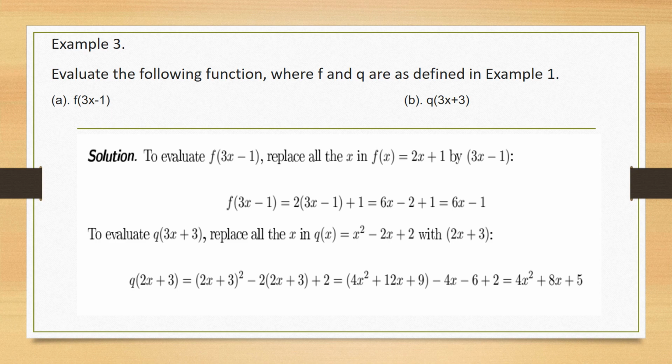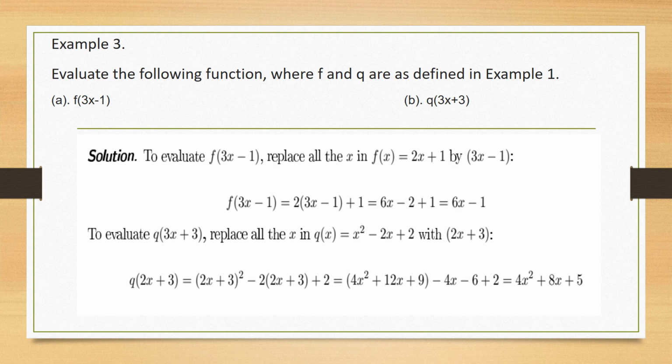So it will become f of 3x minus 1 is equal to 2 times 3x minus 1, plus 1. So it will become 2 times 3x is equal to 6x, while 2 times negative 1 is equal to negative 2, plus 1. So 6x, negative 2 plus 1 is equal to 6x minus 1.